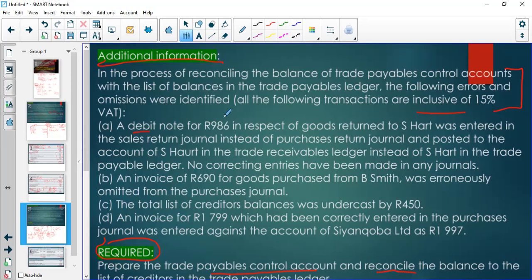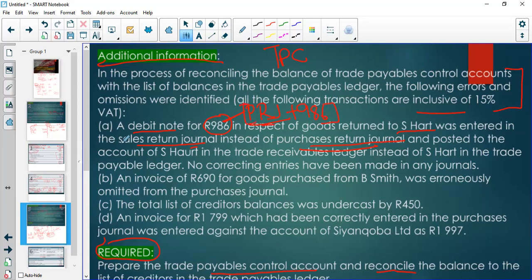A debit note for 986 was entered in the sales returns instead of the purchases returns. So what happened is we returned goods to S Hat, and this was entered in the sales returns, which means we do not have that record affecting trade payables control. It should affect trade payables control, so we need to include this figure in the purchases returns journal. This is an error. Our purchases returns journal shows a lower figure. We have to say the figure recorded in the purchases returns journal plus 986 is the new amount that we have to record.